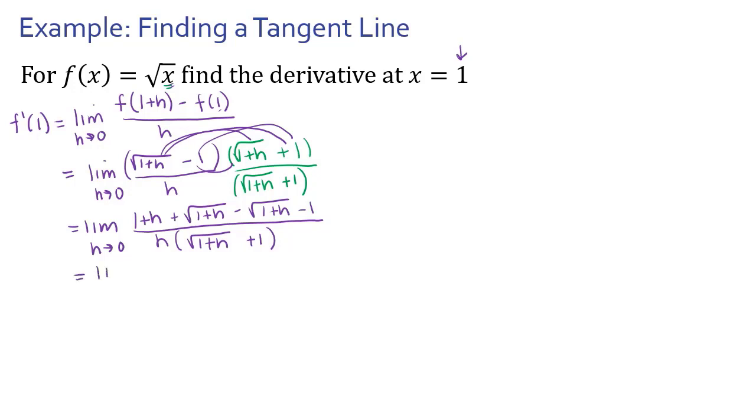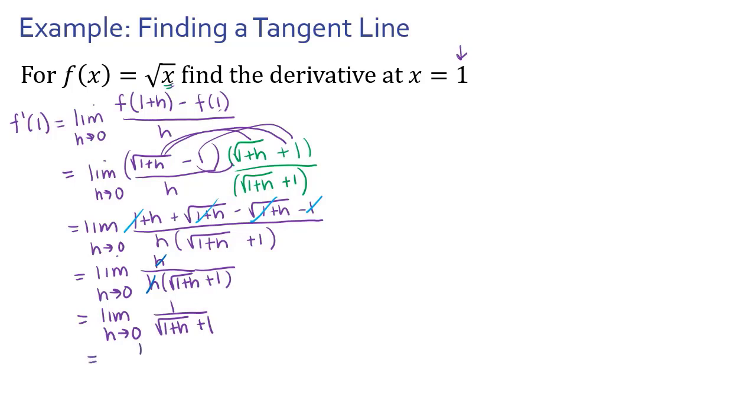So when I do that, we get the limit as h approaches 0. Those 1's will cancel out, these cancel out, so I'm just left with h in that numerator over h times the square root of 1 plus h plus 1. Now those h's are going to cancel, and I'm left with the limit as h approaches 0 of 1 over the square root of 1 plus h plus 1. Now at this point, if I substitute 0 in for h, I can actually evaluate this function. It's going to be 1 over the square root of 1 plus 0 plus 1, which gives us 1 over 2.